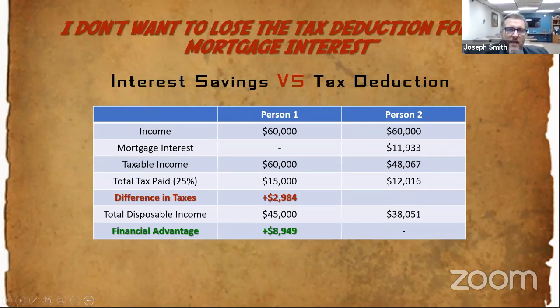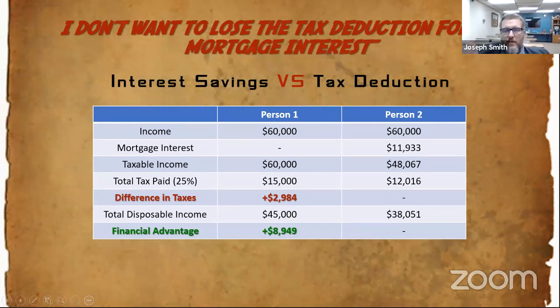So the income's the same. Person number one does not take a mortgage interest deduction, so they're going to be taxed at their tax rate on their $60,000. At that bracket, it's approximately 25%. So they have to pay $15,000 in taxes. If they're an entrepreneur, then they have to pay that to Uncle Sam, and you might pay quarterly depending on how your business is set up.